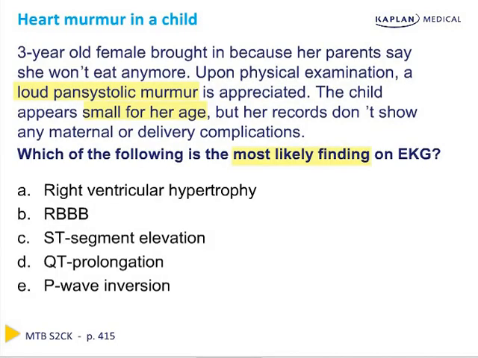Now, with a better understanding of VSD, looking at this information again, we have a loud pansystolic murmur. She's small for her age, and we want to know what's most likely to see on EKG. So let's see if an animation will help us best answer what answer choice is going to be right.